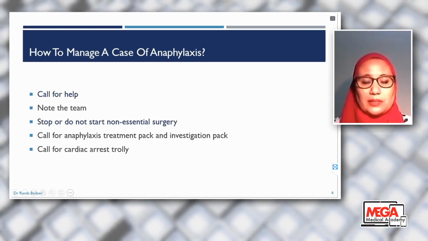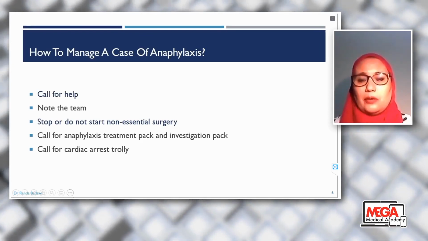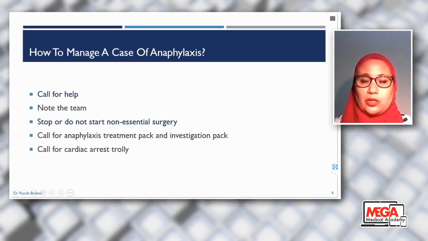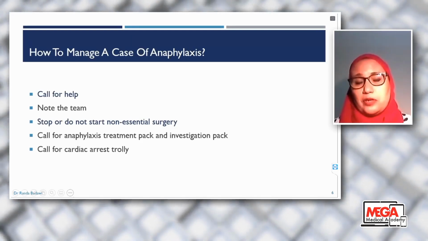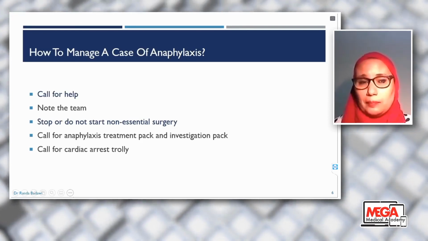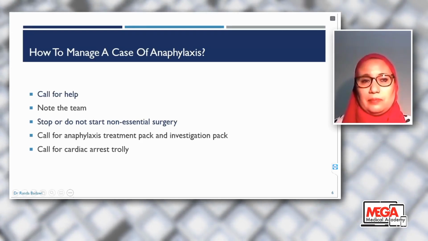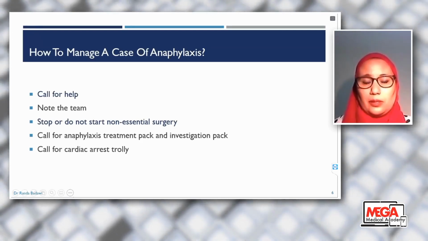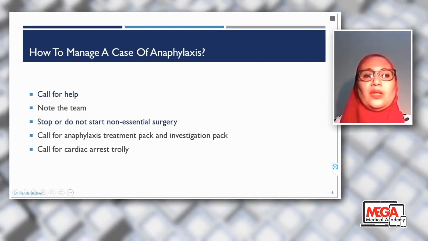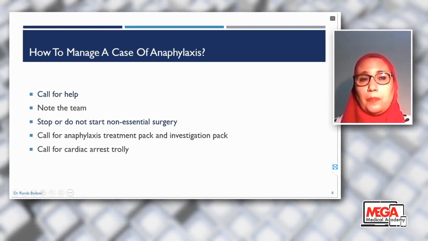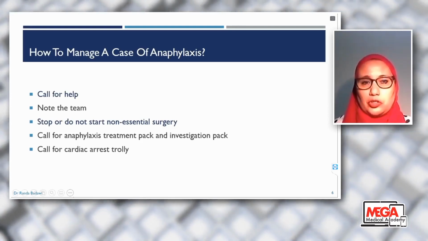So whenever we diagnose, we have to start immediately without any delay to manage. Number one, and the most important, is to call for help. Whenever you face any kind of problem, you have to call for help, and not only the team. If you are under GA or in the OR under anesthesia, you have to stop any factor which might be the triggering agent.